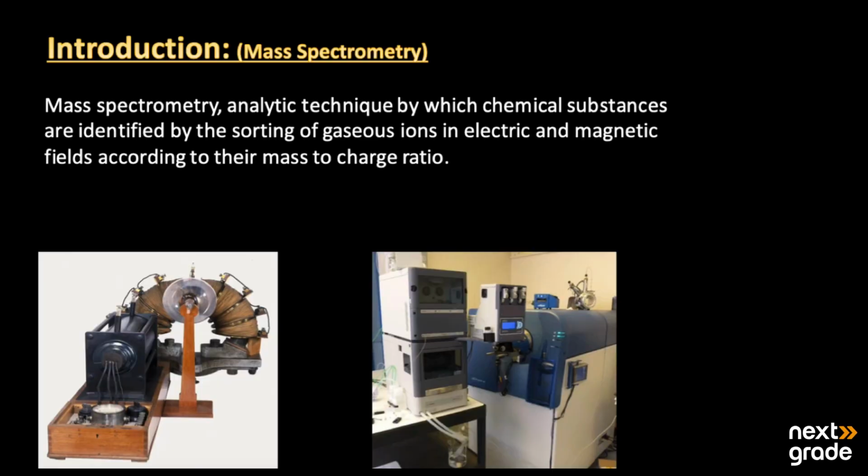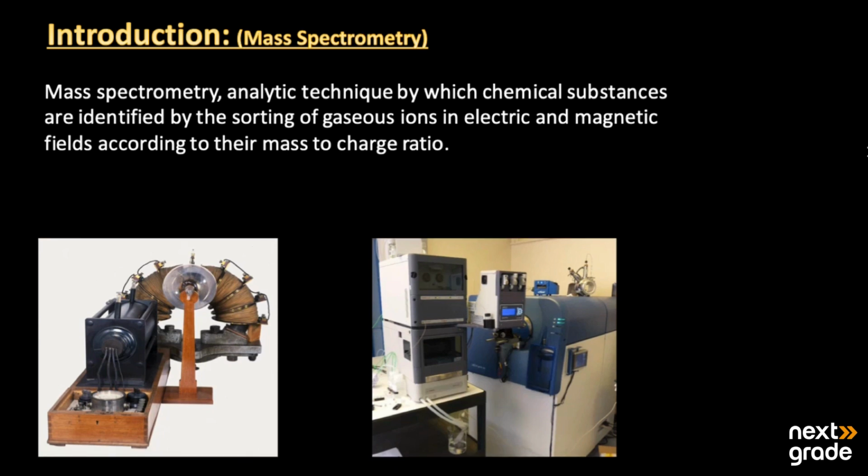So in today's video, we are going to discuss mass spectrometry. This topic is new to you. Basically, mass spectrometry is an analytical technique. Analytical technique means to analyze, and analyze means to have a check. Now, what are we going to check and for what purpose is this technique used? Basically, in this technique, chemical substances are identified.